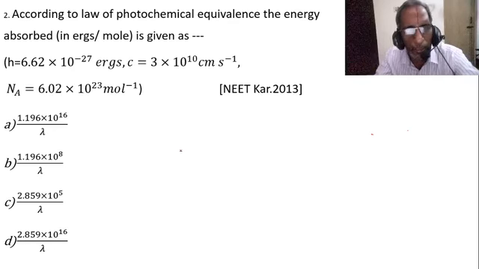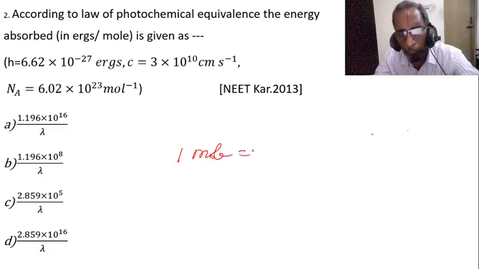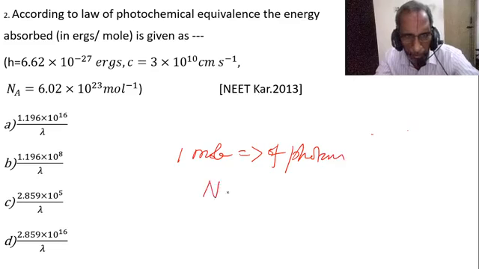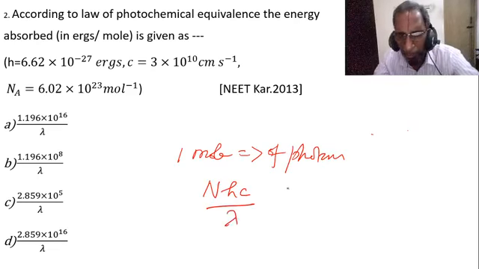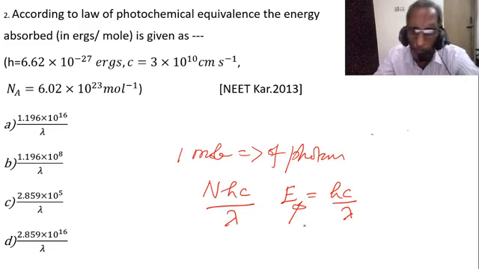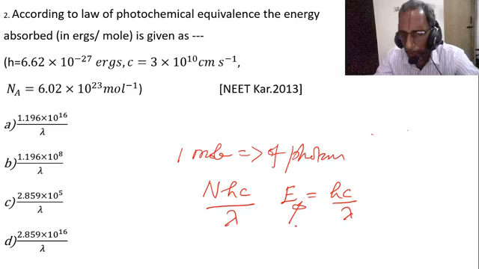So photochemical equivalence means 1 mole of photons. 1 mole of photons, what is the energy? That is N h c by lambda. Please everybody note, energy of 1 photon is represented as phi. Energy of 1 photon equals hc by lambda.